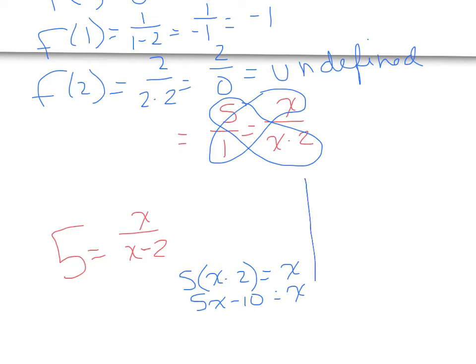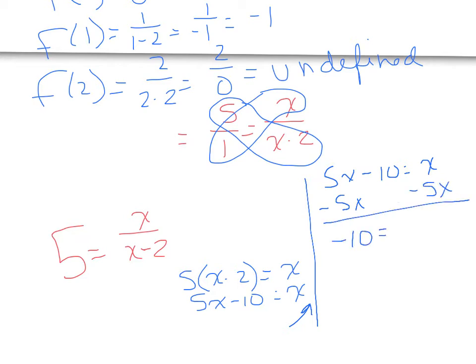I'm just going to carry this over here, guys. 5x minus 10 equals x. Put all the x's to the same side, so subtract this 5x. We get negative 10 equals negative 4x. Divide by negative 4, we get positive 10 over 4, which reduces to positive 5 over 2 equals x. And that's your value for x then.